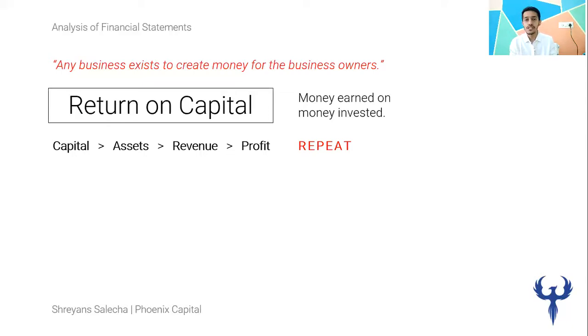And from these four steps, we can create three relationships. The first relationship is between capital and assets. So how is the business getting money to purchase those assets, to purchase those resources? Own money, which is equity, or borrowed money, which is debt, or whatever proportion of these two sources of capital. The second relationship is between assets and revenue. Assets are the resources which are used to generate sales, and how well is the business using its resources to generate sales or revenue. And the third relationship is between revenue and profit.